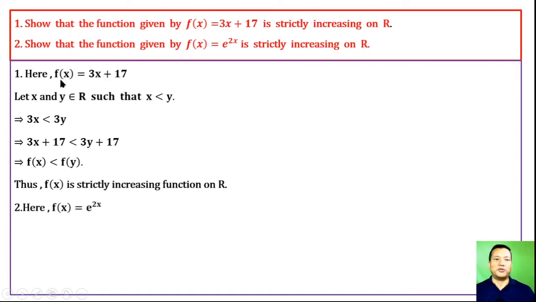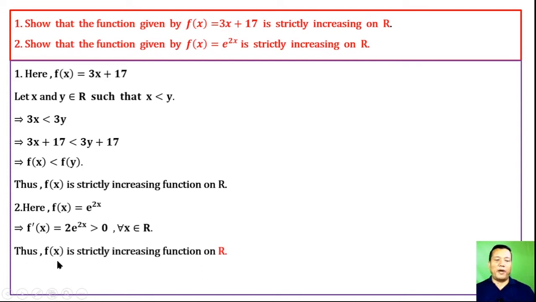For question number 2, show that the function given by f of x equal to e to the power twice x is strictly increasing on R. We have to show that this function is also strictly increasing on the set of real numbers. For this, f dash x is 2 times e to the power twice x, whose derivative is this, which is always greater than 0 for all x belongs to R. Thus, f of x is a strictly increasing function on R, the set of real numbers.